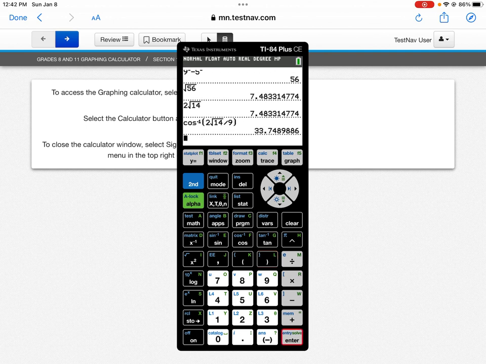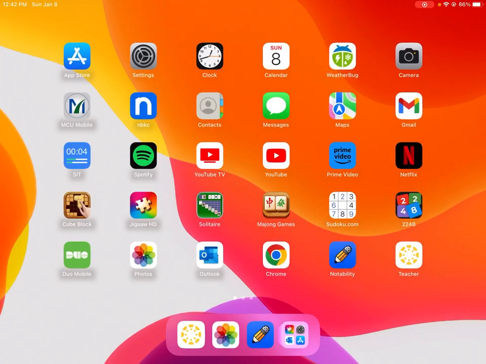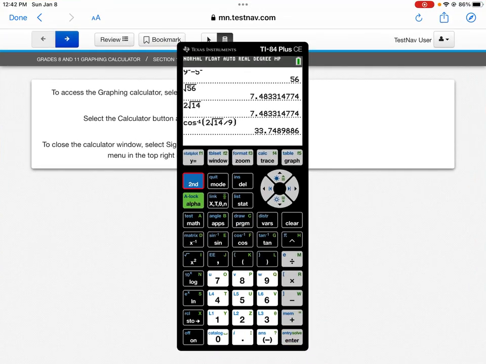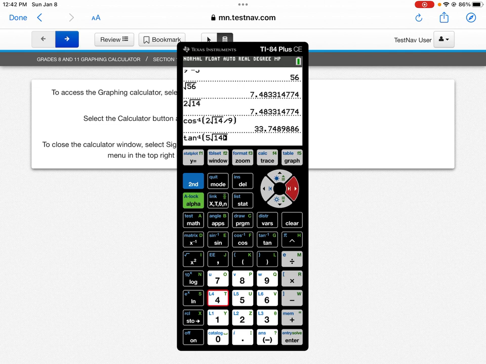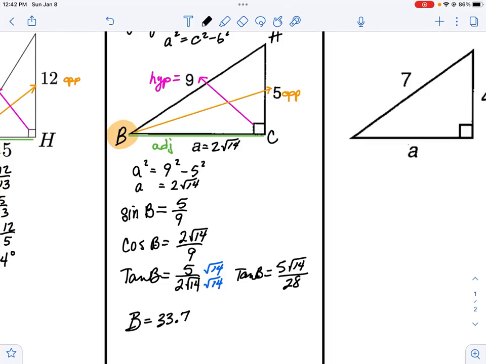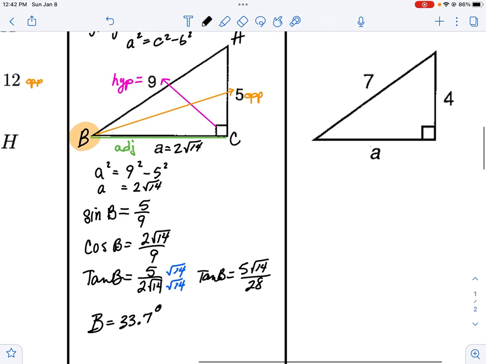We get 33.7. And then the other one would have been tangent, 5 square roots of 14 divided by 28. Second tangent, 5 square roots of 14, arrow out of it, divided by 28, close it, would have got me the same thing. But which one was easier to put in? The one without the radicals in it. So that's why I picked sine, because it was easier. Oh, and that needs a degree symbol with it. There we go. All right, that's a little rocky.